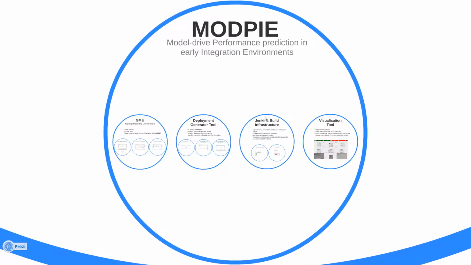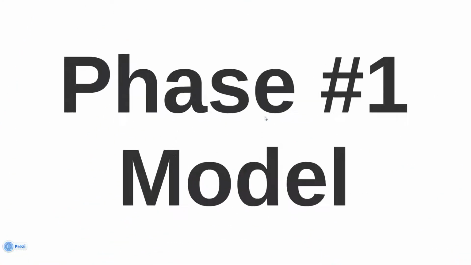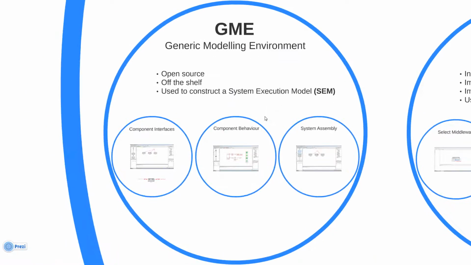MODPIE is broken up into 4 phases: the modelling phase, the deployment phase, the execution phase, and the observation phase. Each phase has its own unique tool. The Generic Modelling Environment, or GME, is an off-the-shelf and open-source modelling tool which supports many modelling languages. In GME, the system expert constructs a model-based representation of the distributed real-time system.